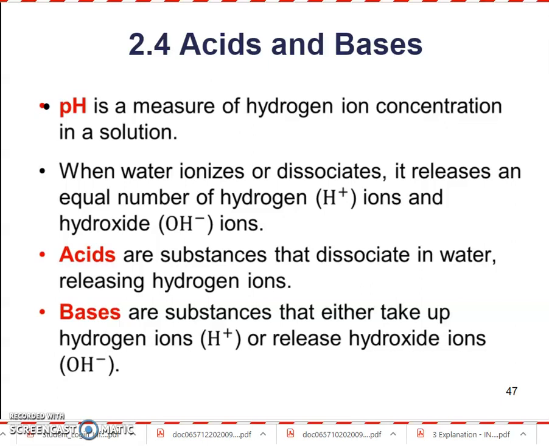Acids are substances that dissociate in water, releasing hydrogen ions. So when acids break down in water, they give off a hydrogen ion. Bases are substances that either take up hydrogen ions or release hydroxide ions when they are in water.